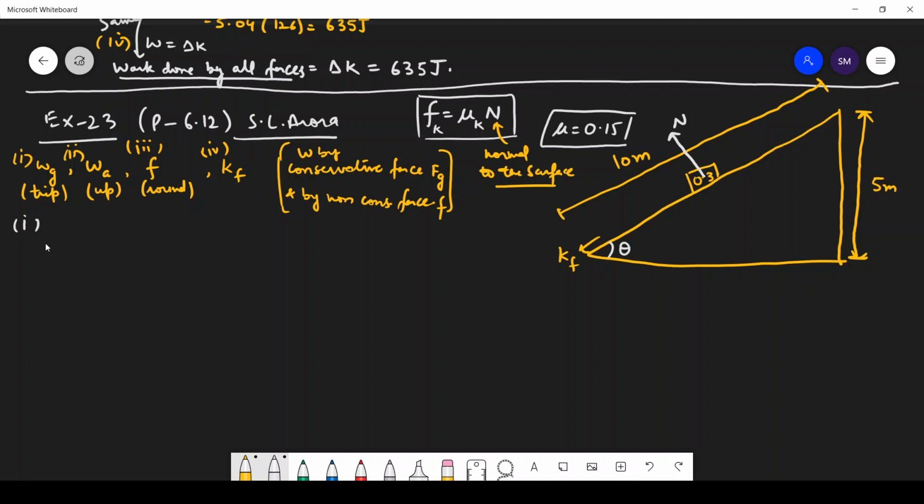Let us start the first part. Work done by the gravitational force in the trip. So we will find the work done in taking the body upwards, and then the work done by the gravitational force in taking the body downward, right? Okay. So we know the formula of work. What is the formula of work?